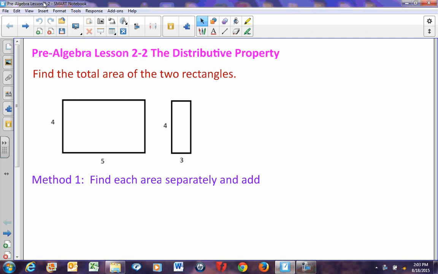Pre-Algebra Lesson 2-2, the distributive property. The easiest way to look at the distributive property is to look at an example of something in which the distributive property could be used.